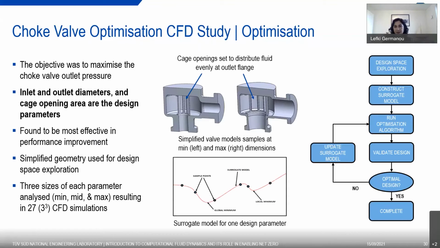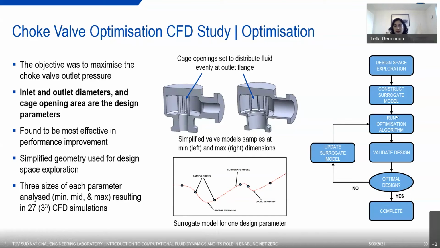At this point, I would like to discuss briefly the optimization process. So first, we performed the design space exploration, realizing these 27 CFD simulations, which were our sample points. After that, we constructed the surrogate model. You can see the surrogate model for one design parameter on the right, which uses the sample points, in this case these CFD simulations, in order to find the global minimum or maximum.